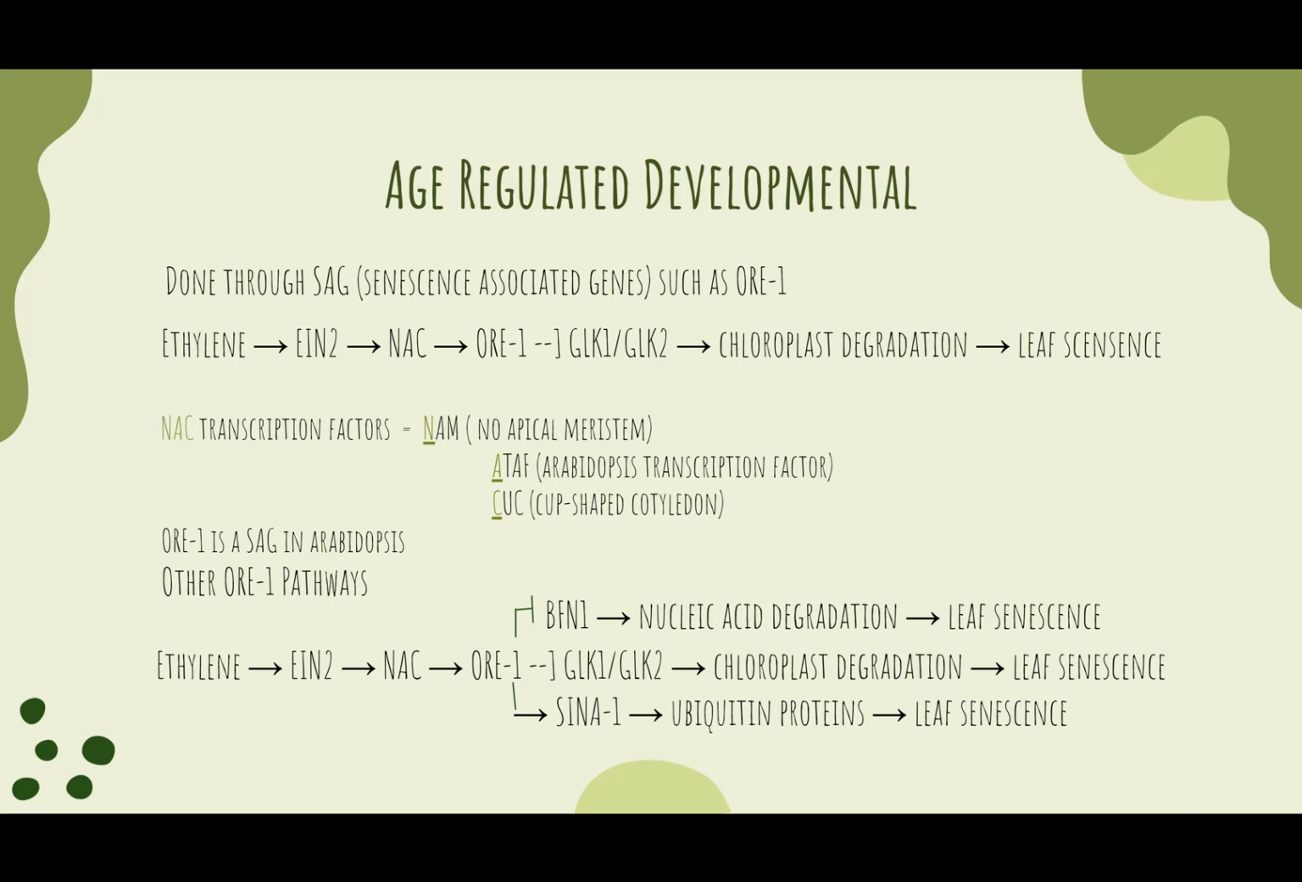BFN1 is a gene that helps restore phosphate and nucleotides when a leaf is undergoing senescence, so inhibiting it is needed in this process. The other pathway for this is ORE1, which activates SINA1, a ubiquitin ligase, and thus leads to protein degradation and then leads to leaf senescence.